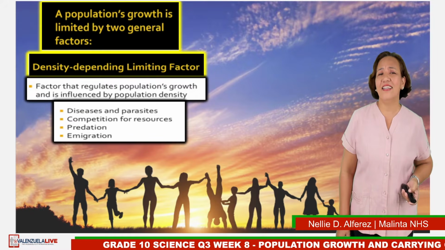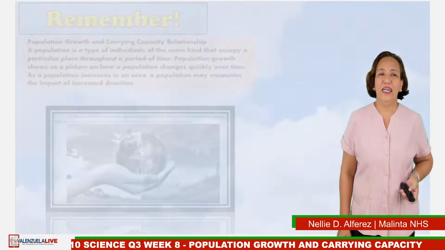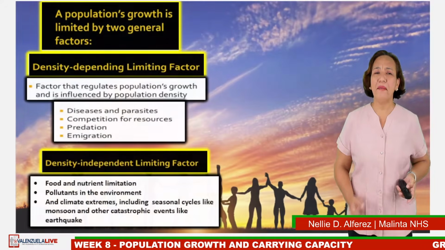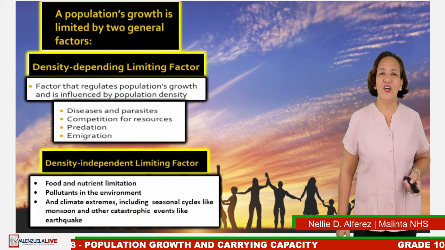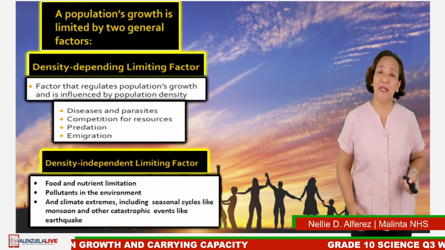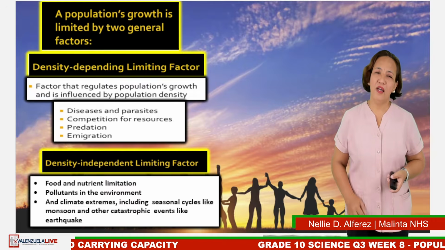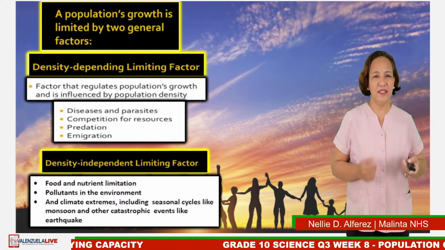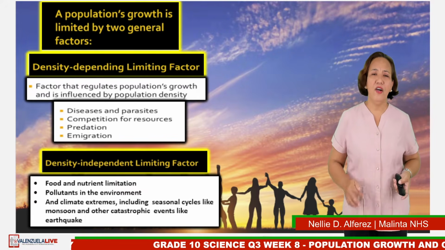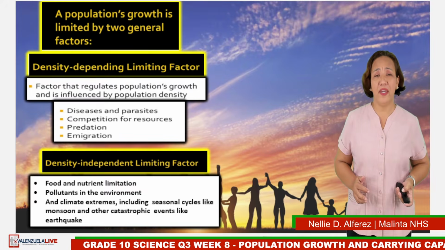Next is the density-independent limiting factor. Density-independent limiting factors affect the population regardless of size. The growth of the population may be limited by the following: food and nutrient limitation, pollutants in the environment, and climate extremes, including seasonal cycles like monsoon and other catastrophic events like earthquakes.